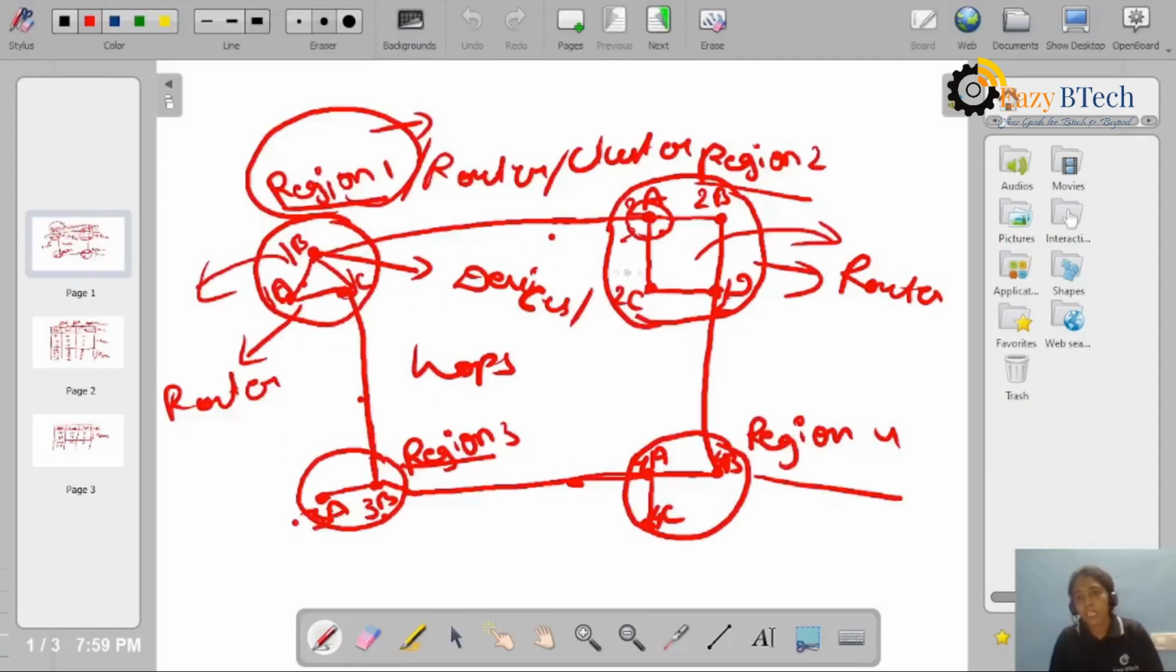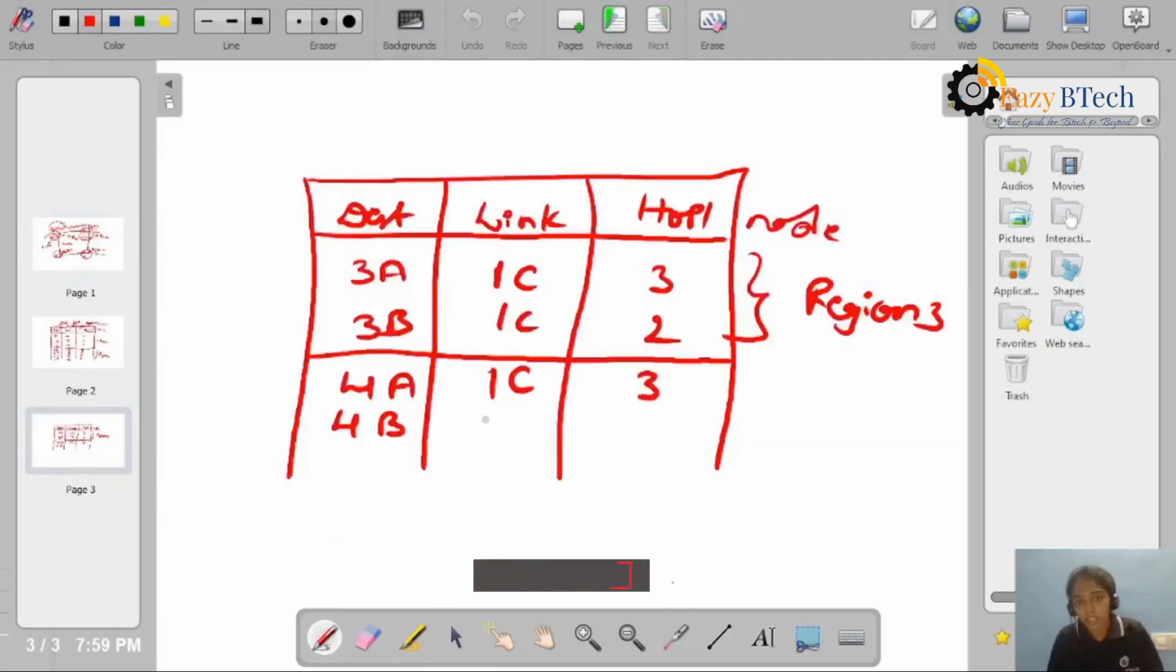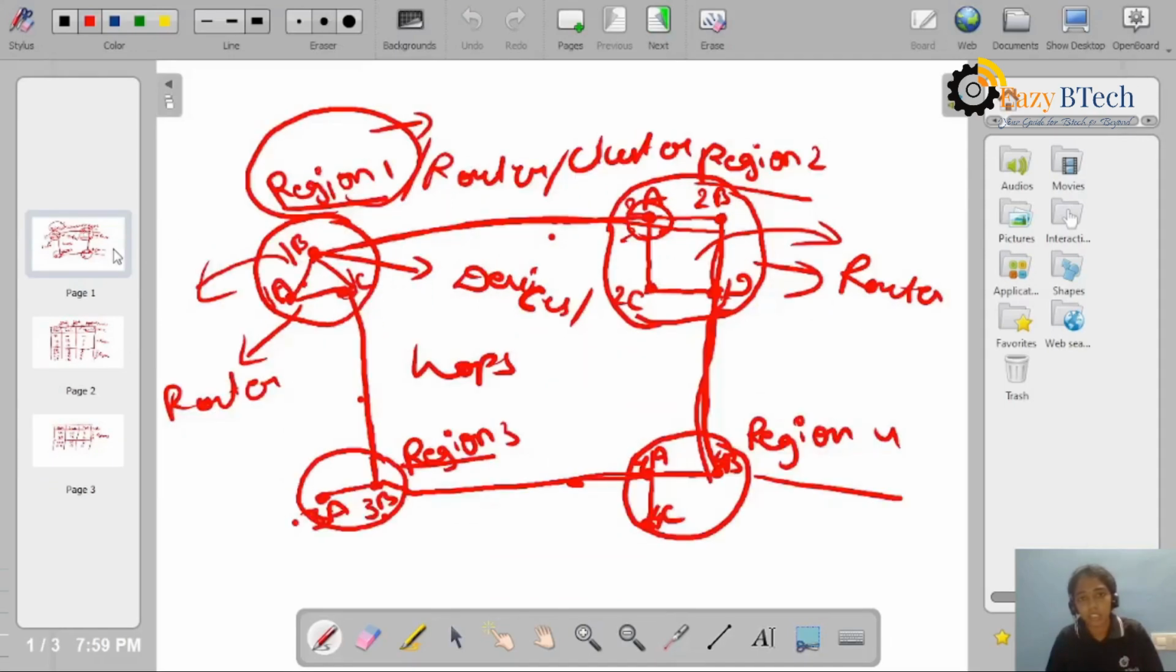4B is a direct connection from 1B. See? So from 1B onwards, there is a direct connection from D, right? So 1B, how many nodes are connected? 1, 2, 3, 4. Okay, 4 nodes.